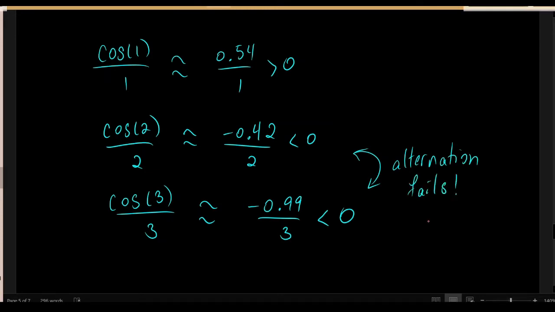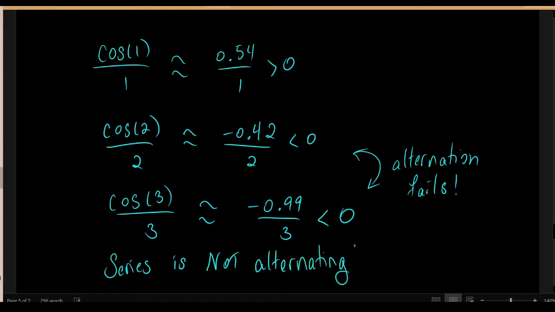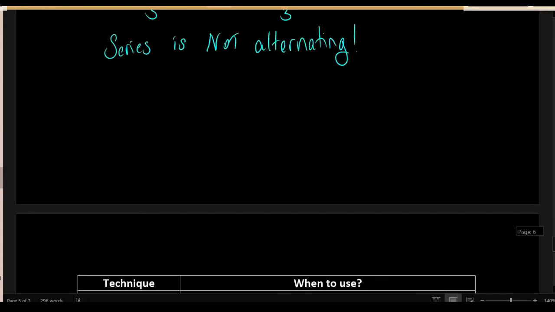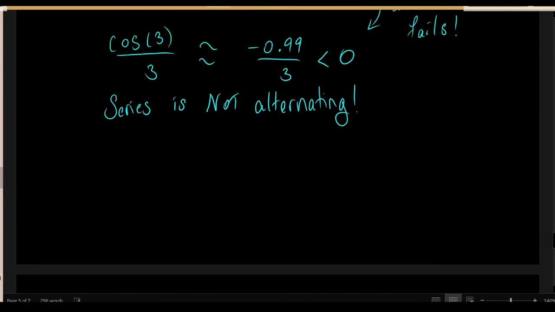Because I had two subsequent terms with exactly the same sign, this series is not alternating. So a huge flaw in the student's argument is that they tried to use alternating series tests on a series that wasn't even alternating in the first place. So this is a logically invalid use of the test.